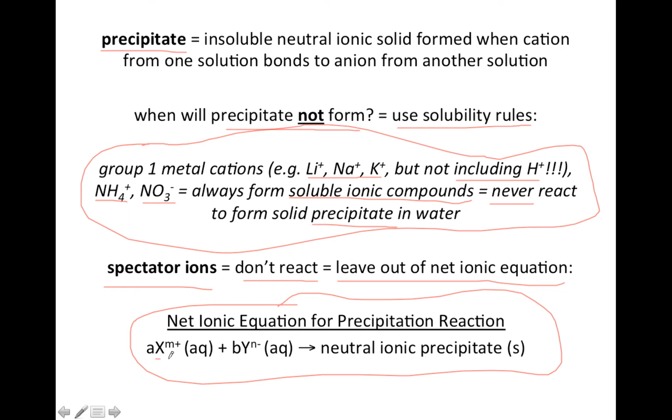So what you're basically going to show is which positive ion sticks to which negative ion to form the neutral ionic precipitate. And then the A and the B here are just coefficients used to balance the equation. You basically want the total charge, positive and negative charges, to be equal, so you change the values of A and B to make that happen.